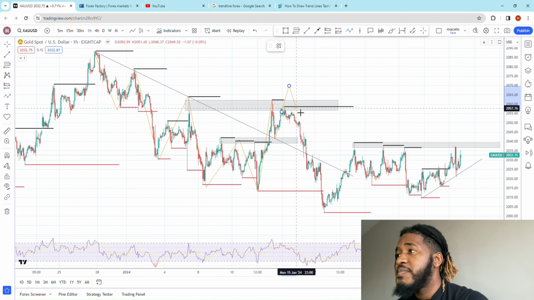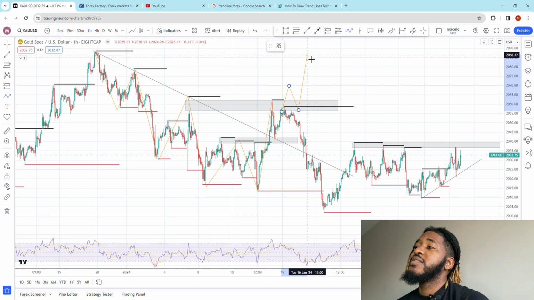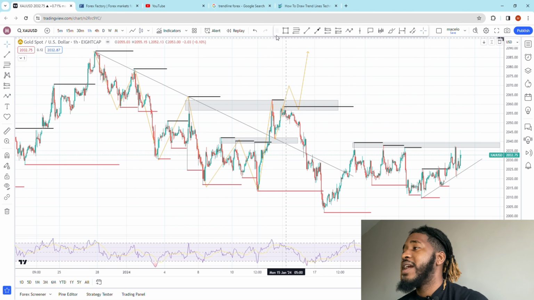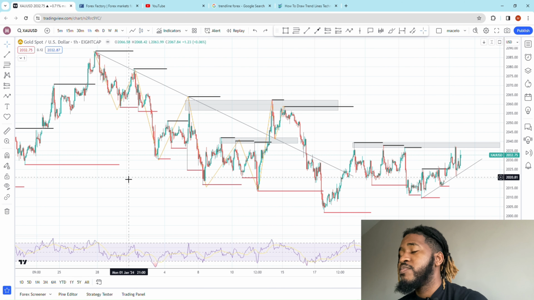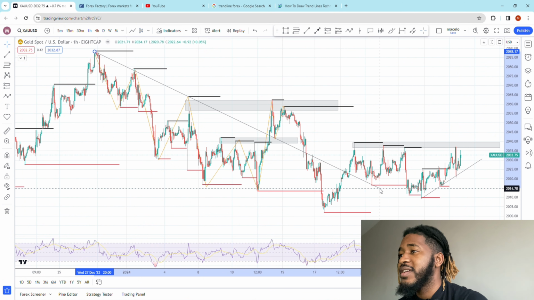Then your next area would have been around here and so forth to up here. So that's how we anticipate market moves without trying to know as if we know exactly what's going to happen, because we never know what's going to happen at any given time.